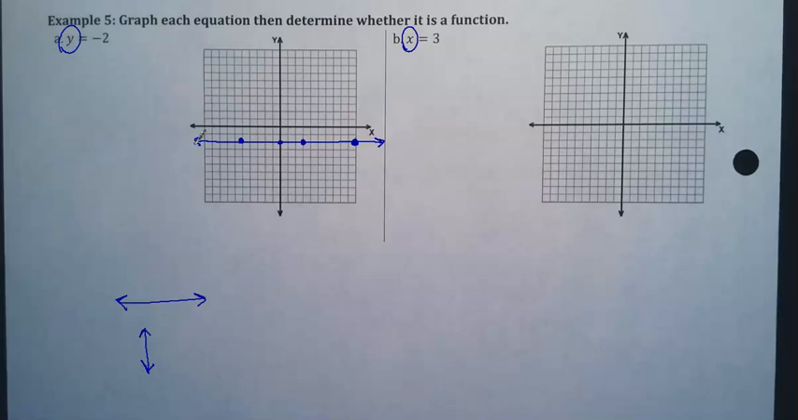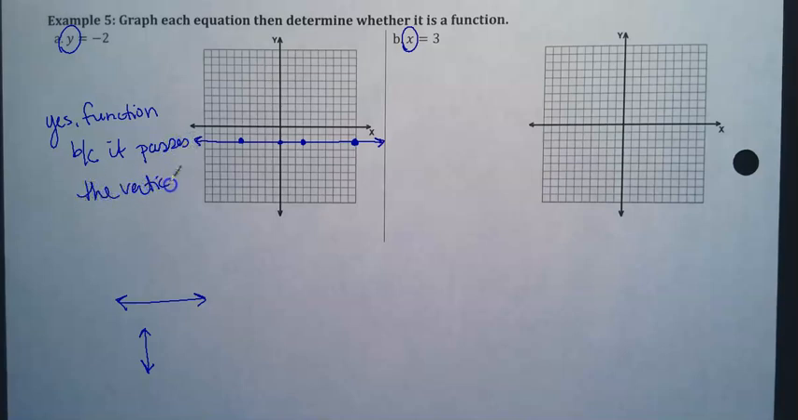So would this be a function? Excellent. Yes, because it passes the vertical line test. Okay, so yes, function because it passes the vertical line test. My text there got a little hard to read. Okay, it passes the vertical line test.